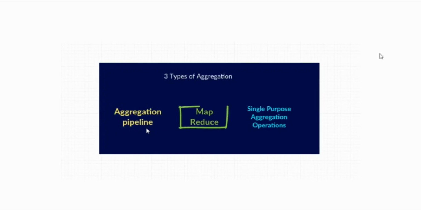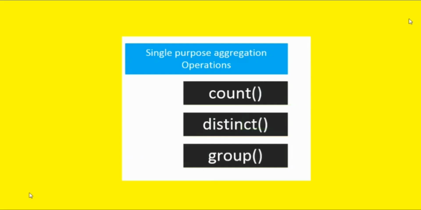The next one is MapReduce. Aggregation pipeline replaces MapReduce, and then we have single purpose aggregation operations. Under single purpose aggregation operations, we have count, distinct and group methods. Count is for counting, distinct is for getting distinct records. Group is not suggested to use. So let us see more about aggregation pipeline.